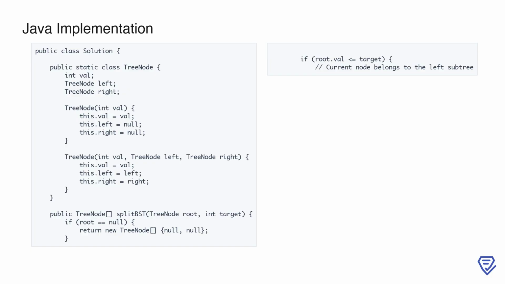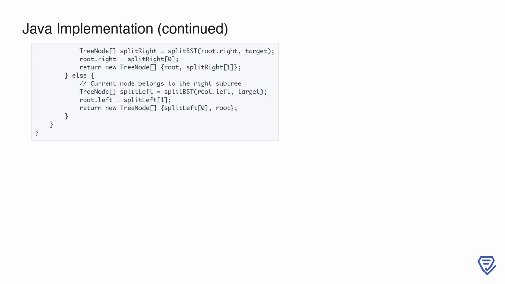We start by handling the base case. If the root is null, meaning the tree is empty, we simply return an array containing two null values. Next, we check if the value at the current root node is less than or equal to the target. If it is, this indicates that the current node belongs to the left subtree. To handle nodes that belong to the left subtree, we recursively call the splitBST method on the right child of the current node, as the right subtree might contain additional nodes that also fall within the left subtree after the split. The recursive call returns two subtrees, which we store in the splitRight array.